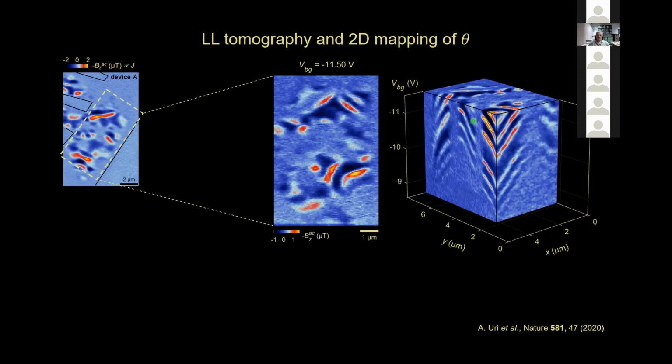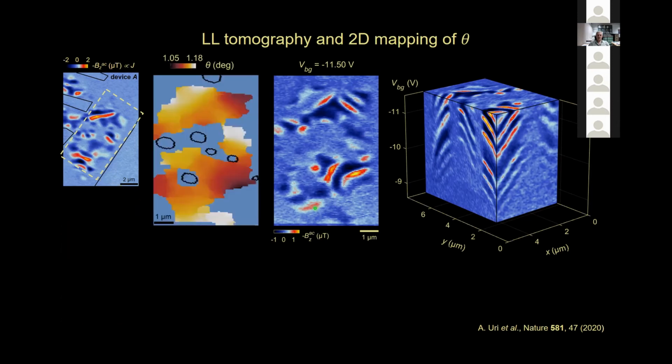So following the same procedure of extracting ns from Landau levels, we can now make a two-dimensional map of the twist angle, and this is the result.